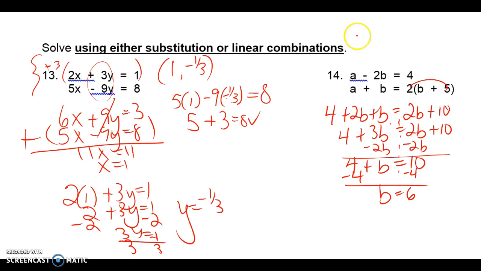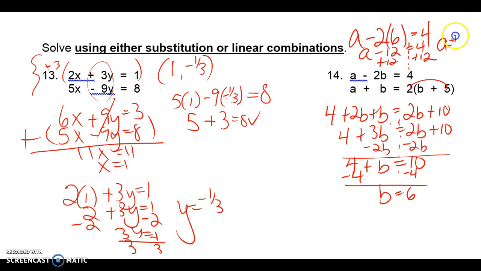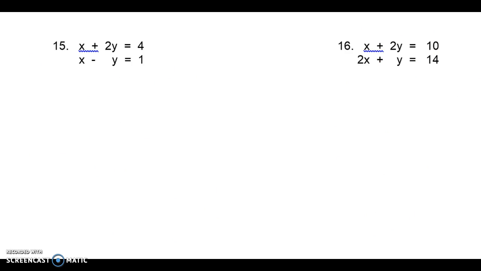So b equals 6. I have a minus 2 times 6 equals 4. a minus 12 equals 4. I'll add 12 to both sides. Yes, a equals 16. There, that's more like it. That will work. So a plus b is 22. 16 plus 6 is 22. Yep, that checks.